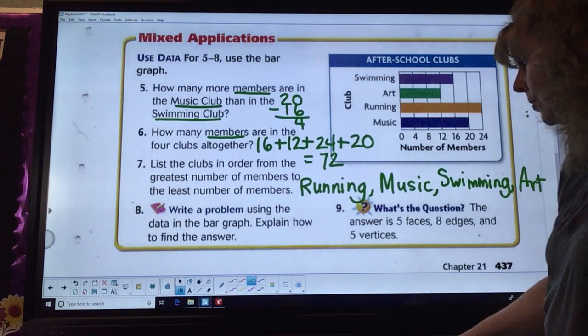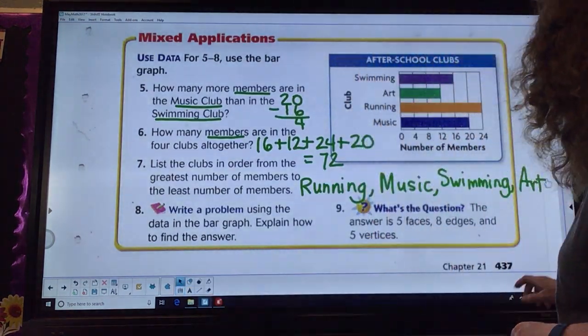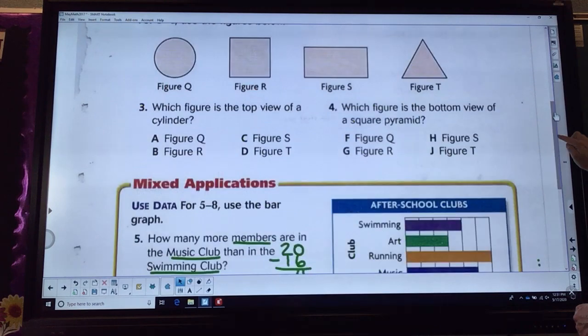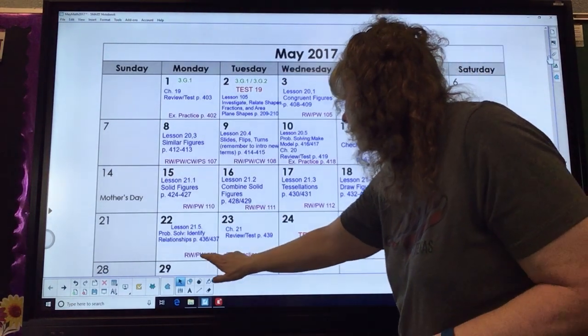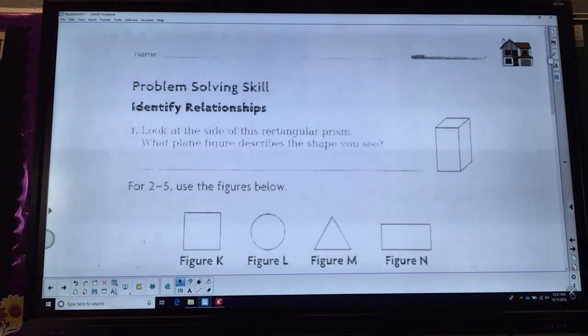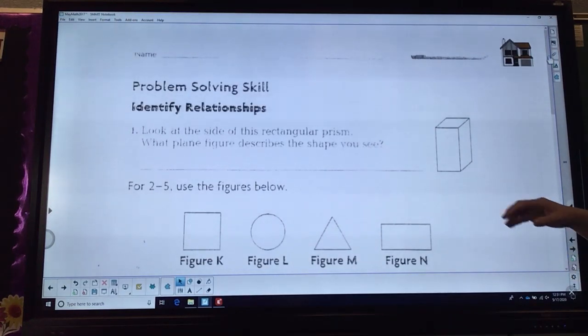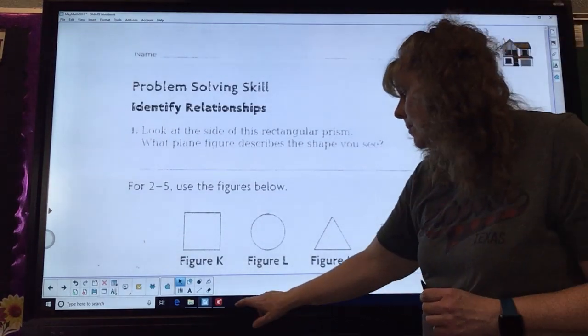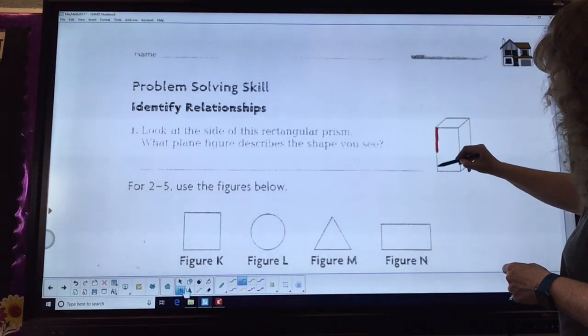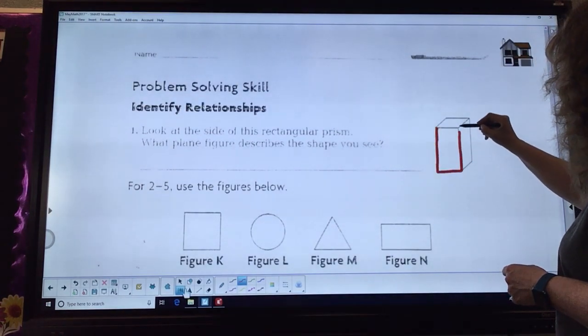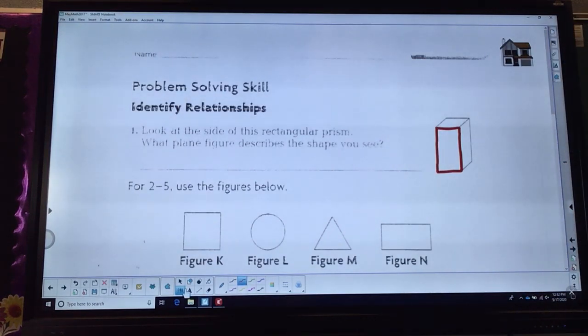Okay, let's take a look at your homework. It's RWPW 114. Okay, you're going to go through, make sure you read the directions. It says look at the side of this rectangular prism. What plane figure describes the shape you see? Okay, now remember, you're just looking at the side there, aren't you? Okay, so they want to know what this piece is right here. Okay, tell me what that is.